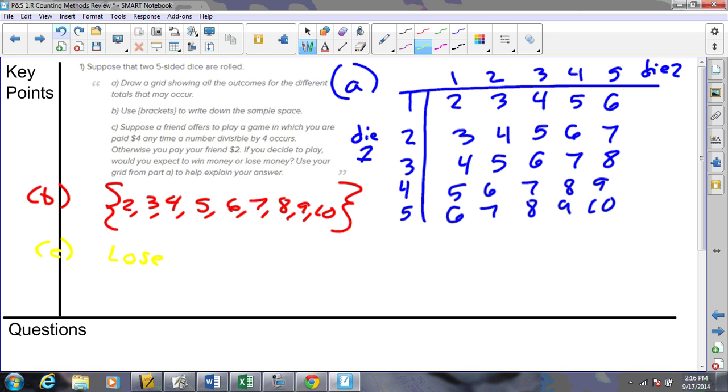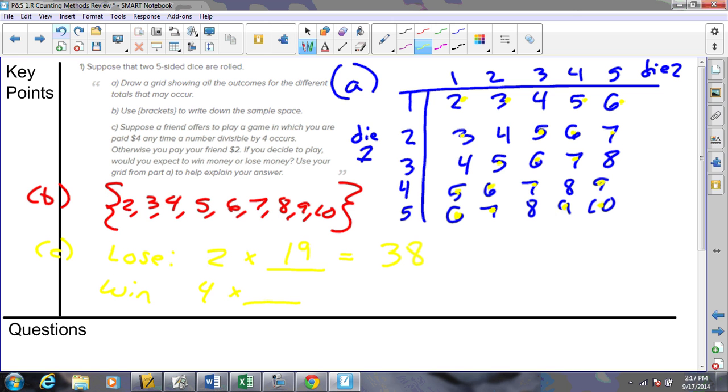Okay, so loses and wins. We know we lose $2 for every time we lose, but we win $4 every time we win. So a loss is 1, a loss is 2, 3, 4, 5, 6, 7, 8, 9, 10, 11, 12, 13, 14, 15, 16, 17, 18, 19. When we look at this grid, there are 19 different ways to lose, so we would expect to lose $38 there.